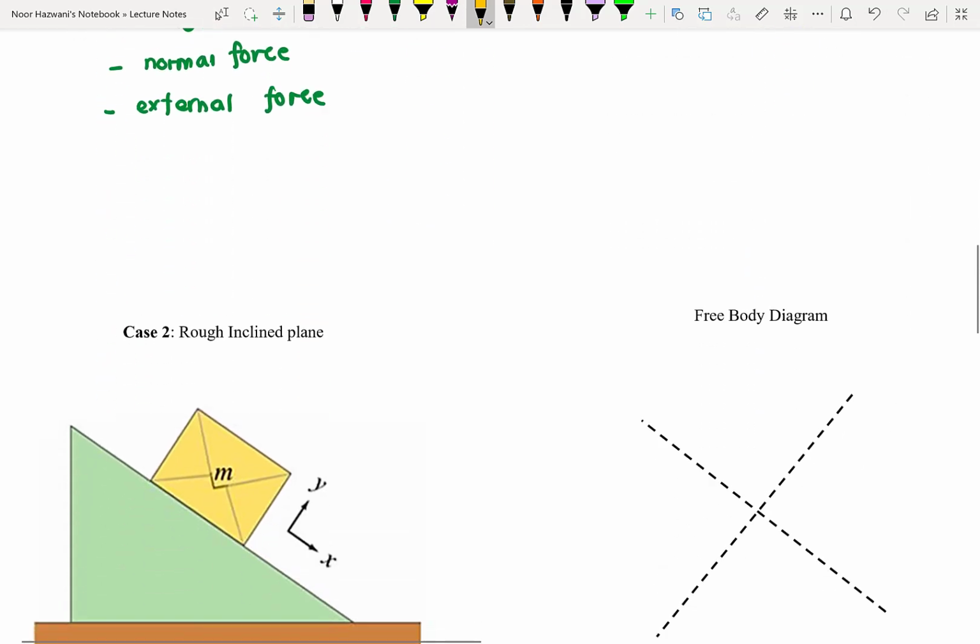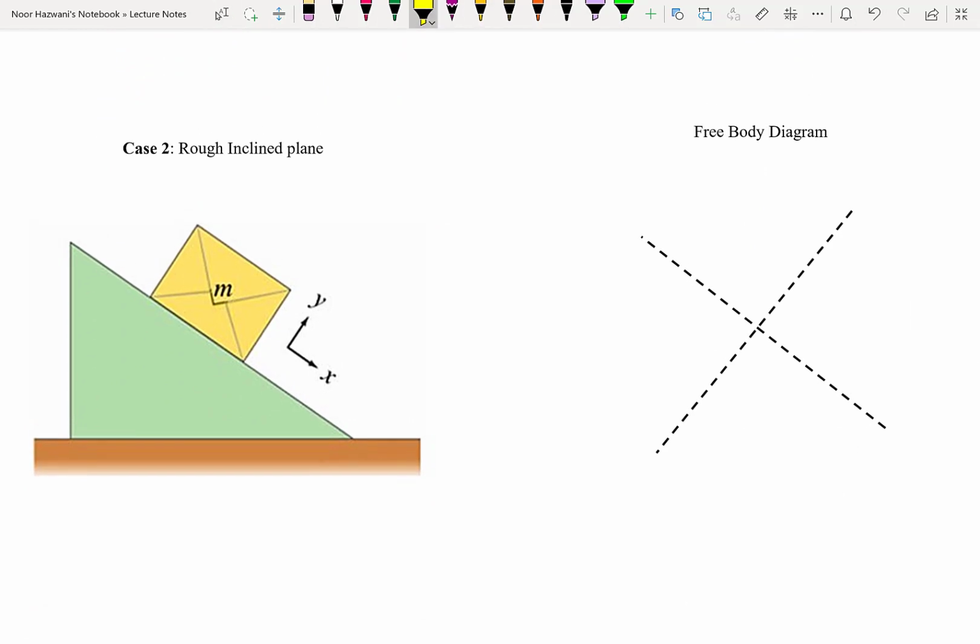We move to the next case. For this case, we have a special case, a bit different, which is an inclined plane. Here it mentions that the inclined plane is rough. So actually it tells us something. Rough here is the keyword that tells us we have frictional force. And in this case we have the block as the object.